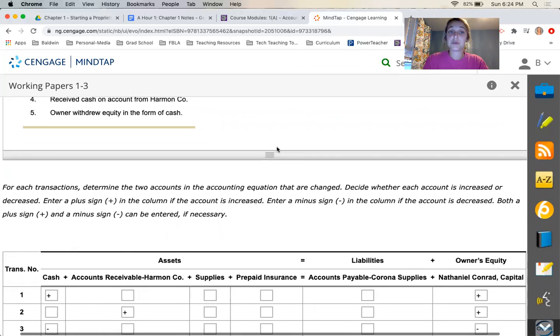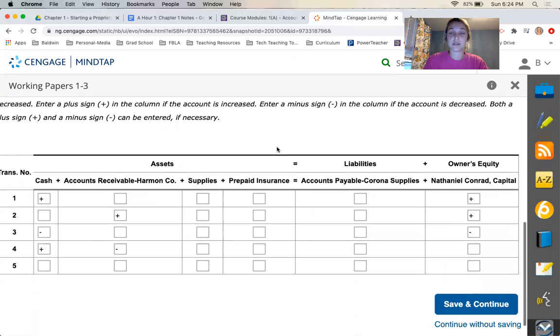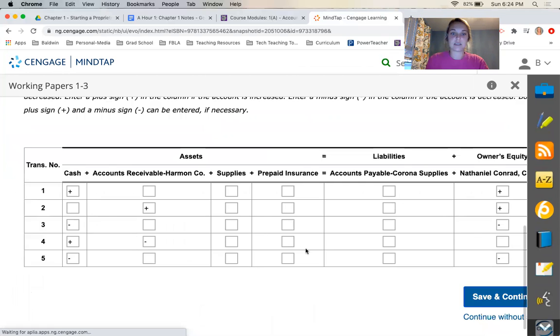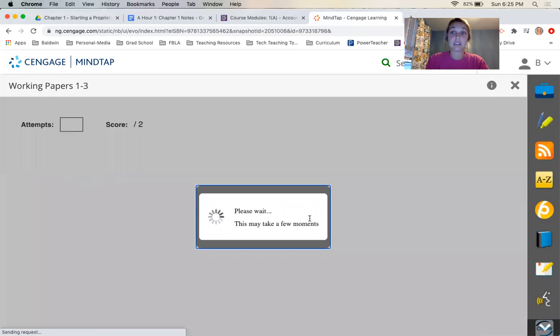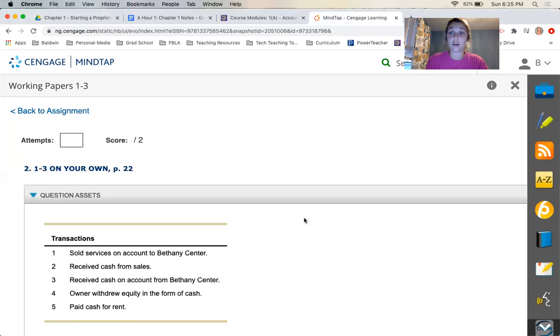The owner withdrew equity in the form of cash. Well, if he took cash out of the business, we know that cash is going down as an asset. And in return, that's going to bring our owner's equity capital account down. Later on, we'll see the withdrawal account broken out, and then that's when we'll see that increase. But for now, if we're taking money out of the business, that's going to be a withdrawal from our owner's equity. All right, we can save that, and then you guys can continue on to the 1-3 on your own.